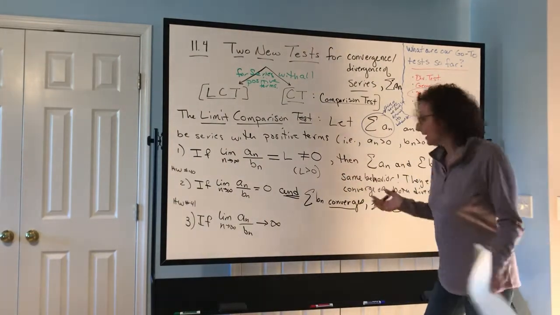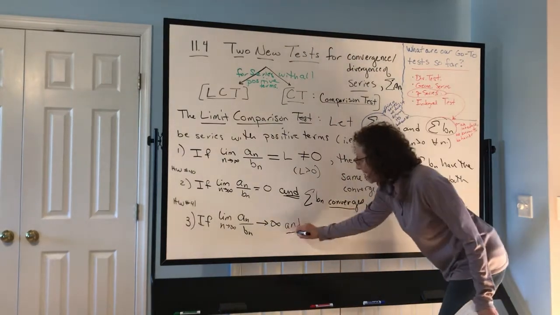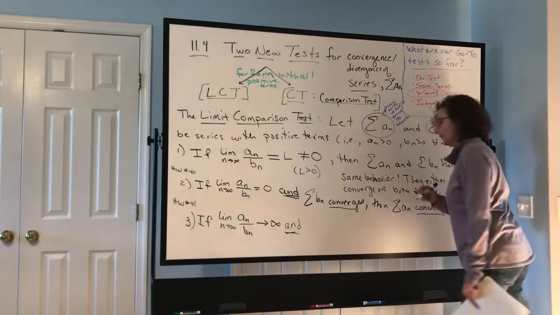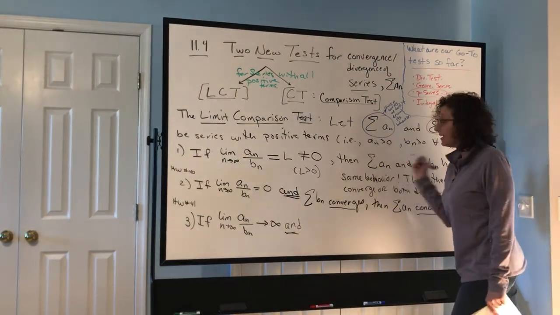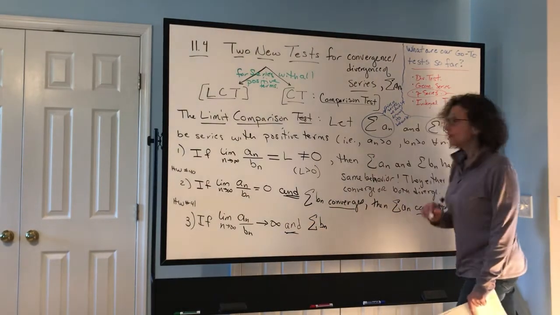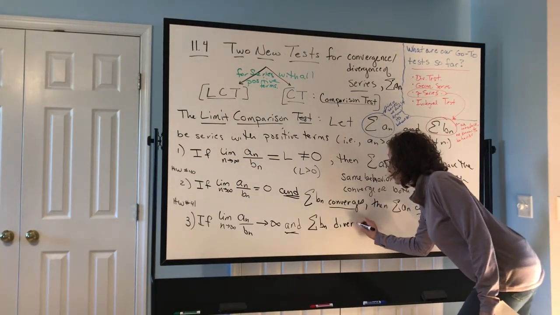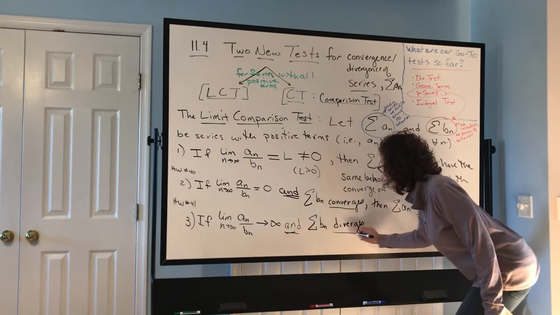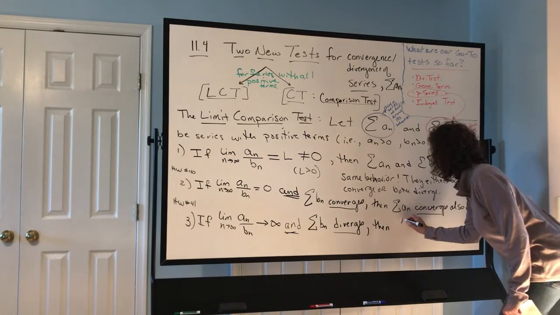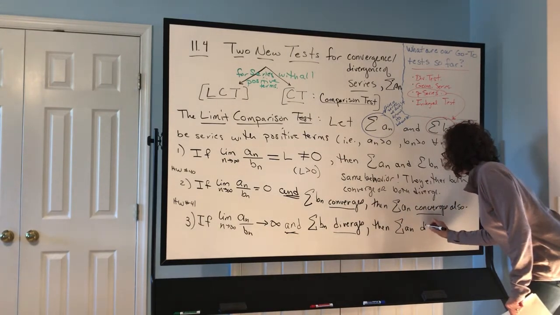The answer is no. What do you think is going to be the parallel thing? If I take that limit and the limit ends up growing unbounded, going off to positive infinity, and it so happened that my series I know the behavior of, the one I chose, diverges, then my series I don't know the behavior of also diverges.